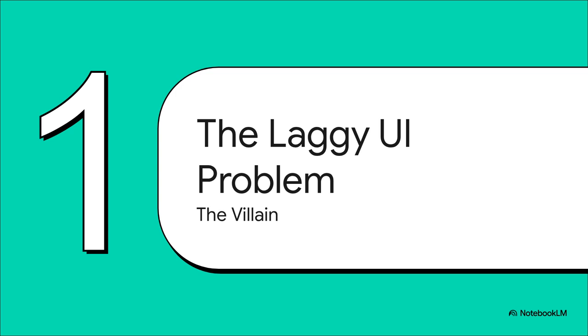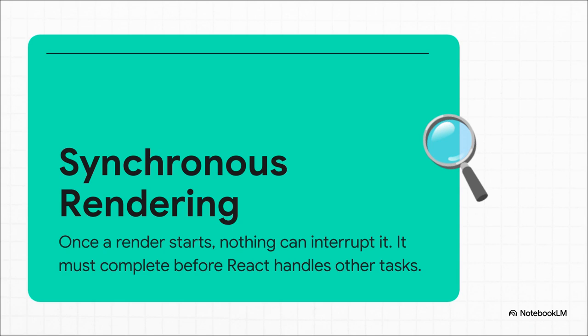So, what's at the root of this whole problem? Well, the villain behind all this frustrating lag actually has a name, and it's synchronous rendering. So here's the deal with synchronous rendering. Once a render starts, absolutely nothing can interrupt it. Think of it like a train on a single track. It has to get to the end of the line before anything else can happen. So if React starts updating that giant list, the whole app is just locked. It won't even process your next keystroke until it's completely done.